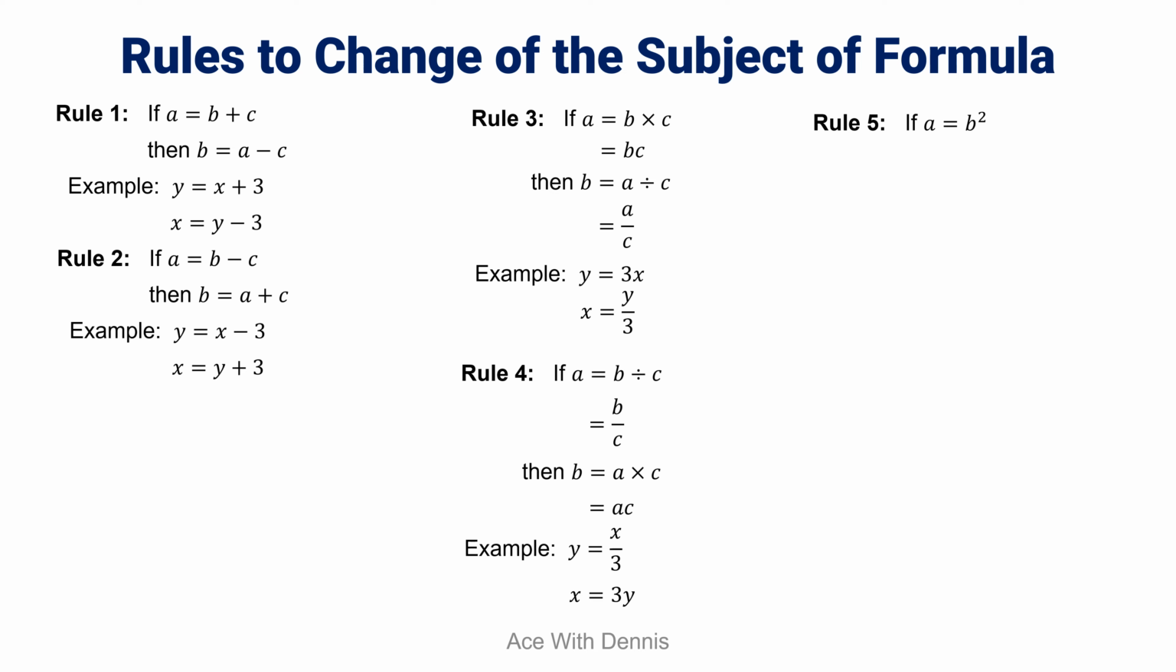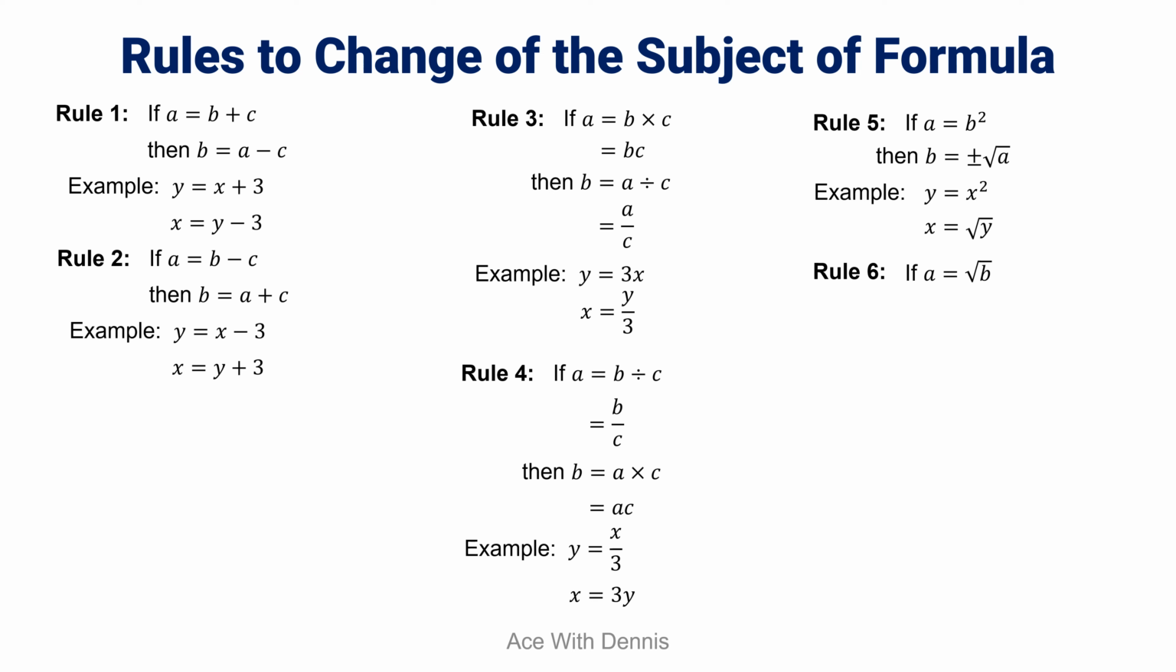Rule number 5: if A equals B squared, you have to be careful with this rule. So B will be plus or minus the square root of A. Don't forget the plus minus sign. Here's an example. Y equals x squared, then x equals plus or minus the square root of y.